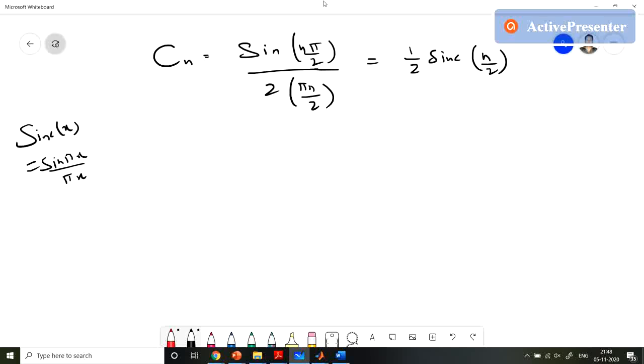Now we are going to find the various values of the complex Fourier coefficient. For n equal to 0, C0 is equal to 1 by 2, because C0 is simply the average value.